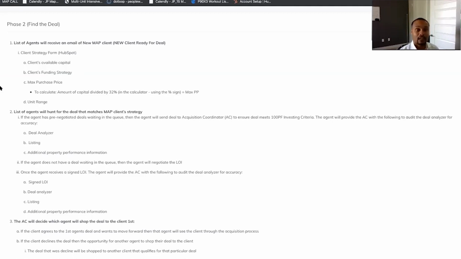So we have a standard, repeatable process for every client in our MAP program. That way you get quality service time and time again, every single time. All right, so part 1 in finding the deal: we have agents, we send them email. And this is why we have a ton of agents. We send out this email so that they can compete for your business.